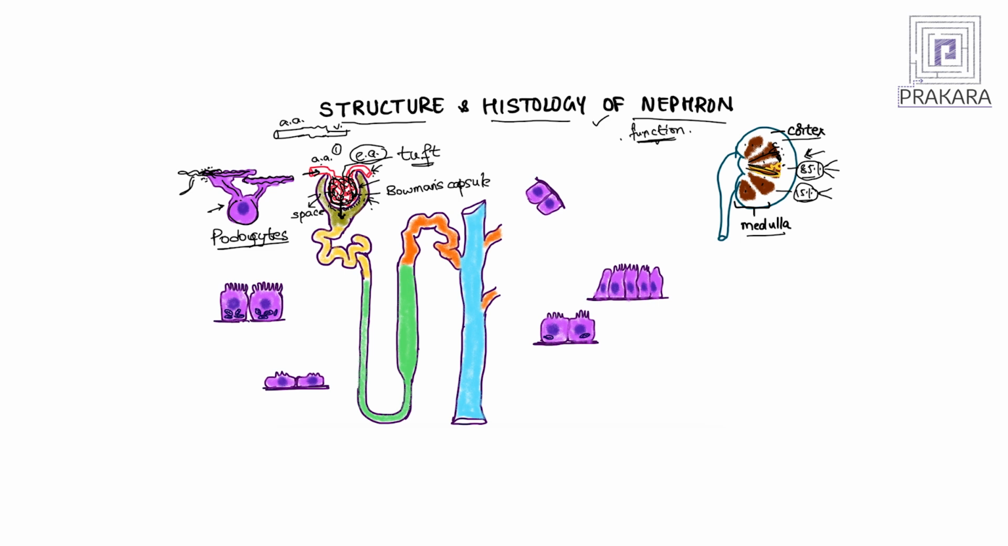After the initial part, that is the Bowman's capsule, the next part of the nephron is called the proximal convoluted tubule, the one which is shown in yellow color in this picture. The proximal convoluted tubule is convoluted, as the name suggests. It is not a straight tubule, it is convoluted. But the last 1/3 is a straight segment. So the first 2/3 of it is convoluted, but the last part is in fact a straight segment.